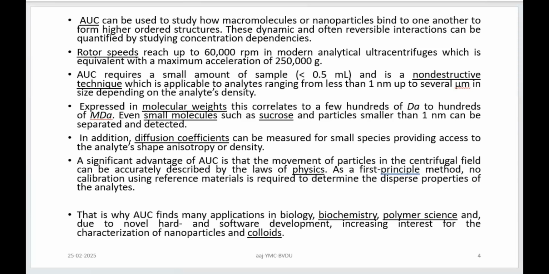Now, when you are talking about molecular weights, you can characterize the molecular weight of an analyte under study, and the range is between a Dalton to hundreds of megadalton. So diverse size molecules can be analyzed. As small as sucrose, and a particle smaller than 1 nanometer also can be separated and detected. That is the beauty of the instrument. That is very small quantity, very small size, and a non-destructive method for complete characterization of an analyte under the ultracentrifugation process.